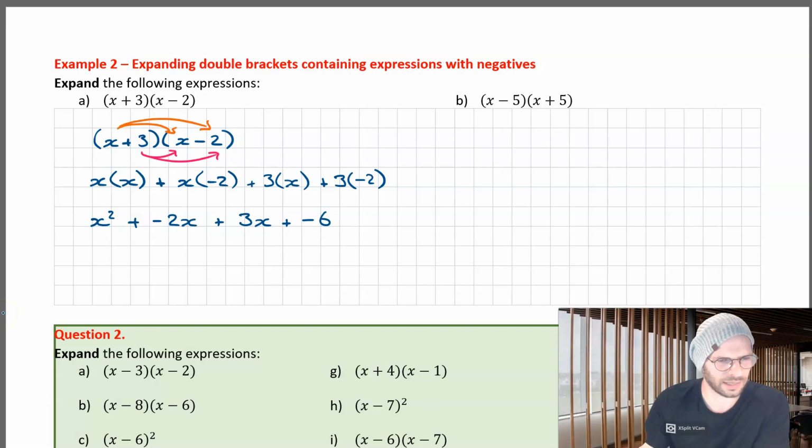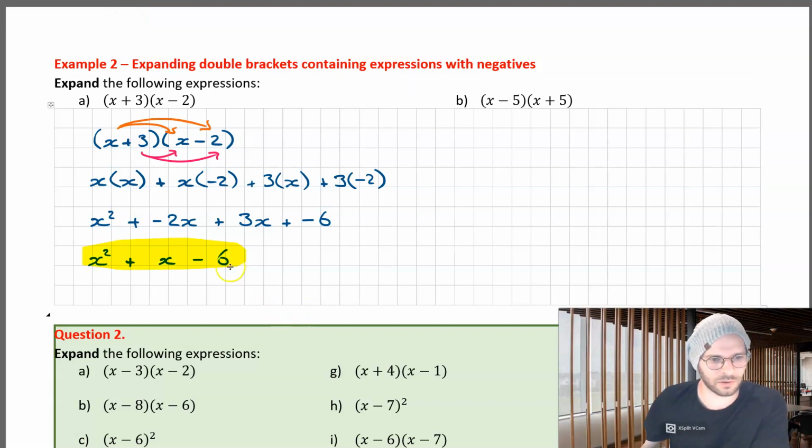Final step, we collect our like terms. There's only one x squared variant. However, we do have 2 x variants, so minus 2x plus 3x. That's going to be just 1x or x. Or another way to look at it is 3x take 2x is 1x, which is the same as writing x. We don't have to write 1. And then finishing up, we have the minus 6.